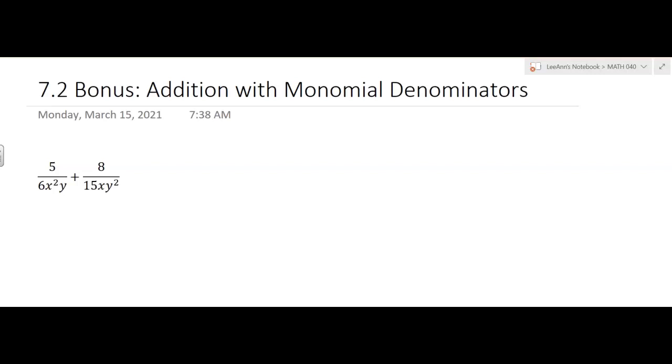So this is another example, hopefully it's not the only example, of an addition problem, and the denominators are different, but the denominators are monomials. Sometimes we have denominators that are binomials or trinomials, and maybe those are a little easier to look at, but these are monomials.